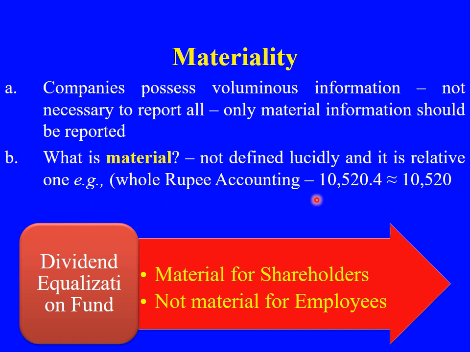For example, we can show 10,520.4 rupees approximately as 10,520 rupees. So 0.4 does not have much implication. But if it is 10,519 and you show 10,500, then a 19 rupees difference we cannot ignore. That will be material information. Rounding off 0.4 does not have much impact, but rounding off 19 rupees has an impact. So that is what material is. Here I already told you this example.